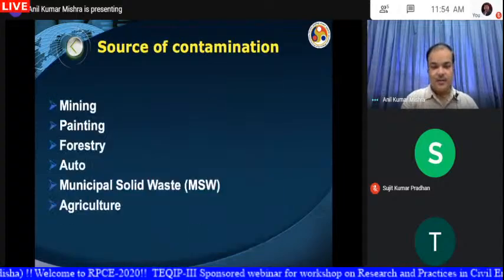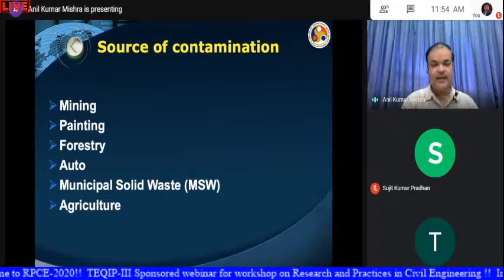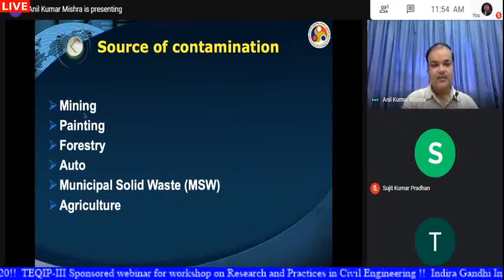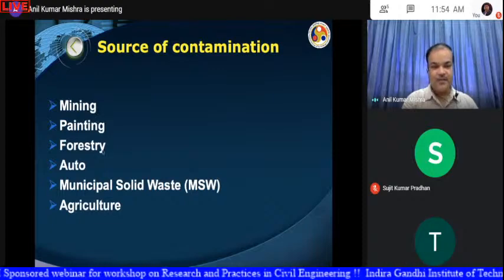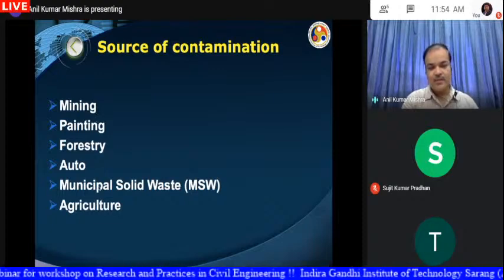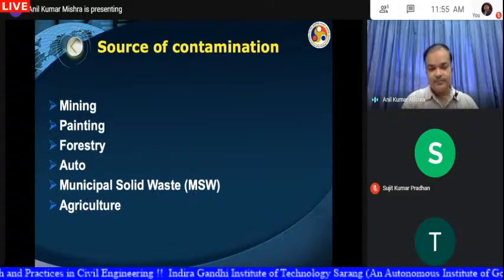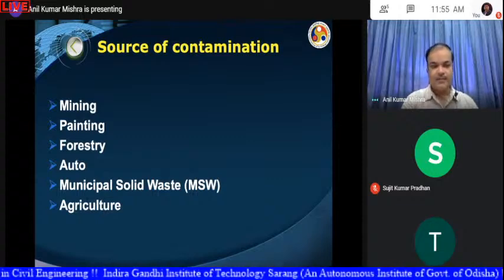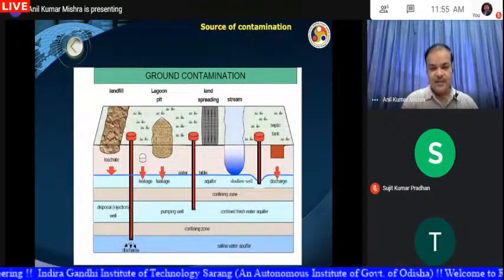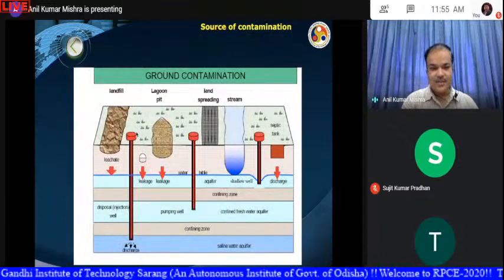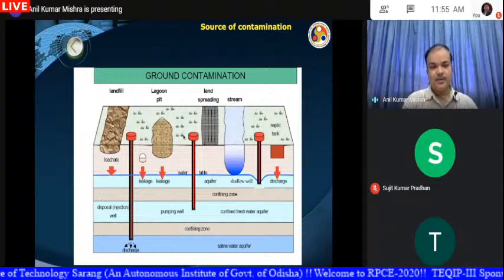Generally, talking about the sources of contamination, we have different kinds of sources, like mining, painting, forestry, auto, municipal solid waste, and agriculture. These are typical examples of a few sources of contamination. So I can summarize this in a picture here. These are the different sources of contamination.